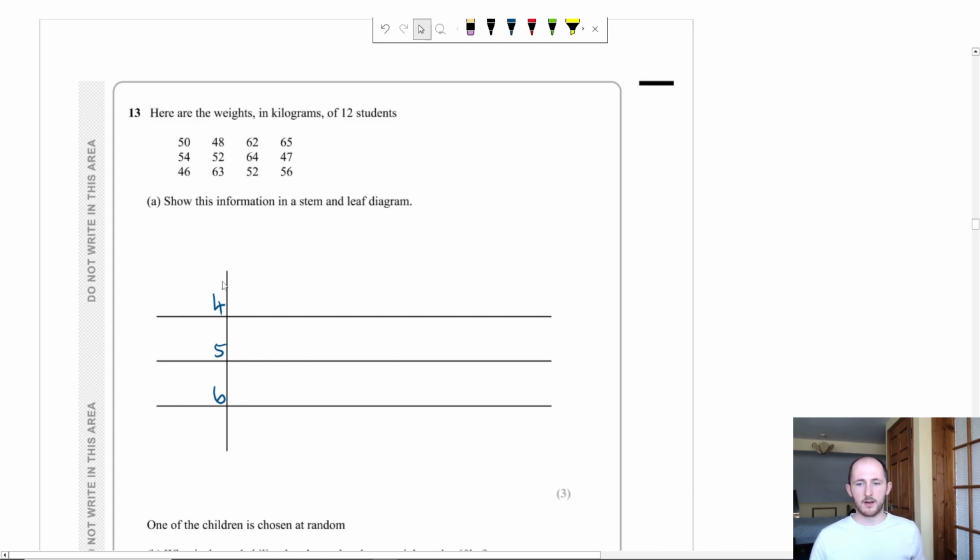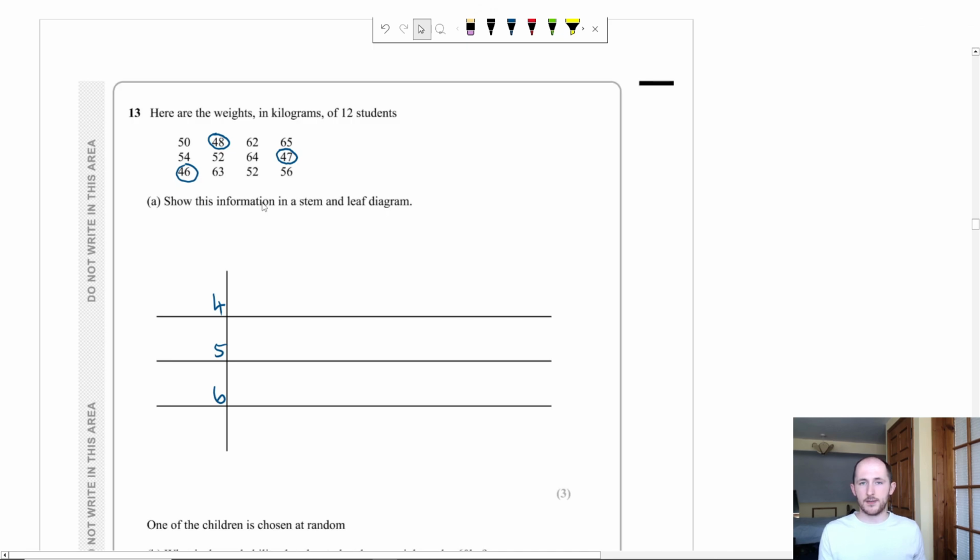Now what we're going to do is focus on the 40s, okay? And we're going to highlight all of the numbers that are in the 40s. So we have 48, we have 47, and we have 46. Just do a quick glance over to make sure that's all correct. That is our only numbers, okay?